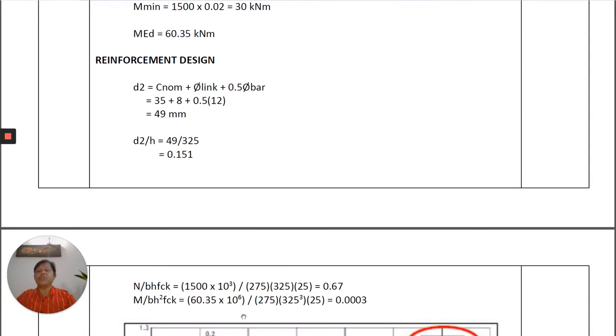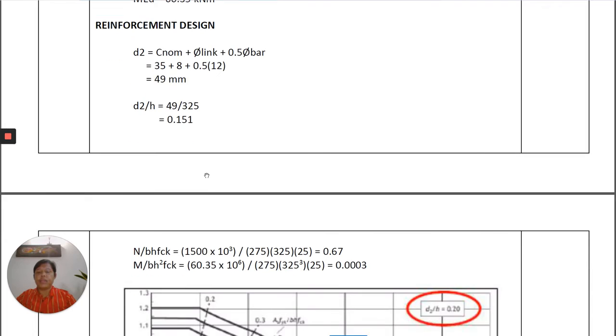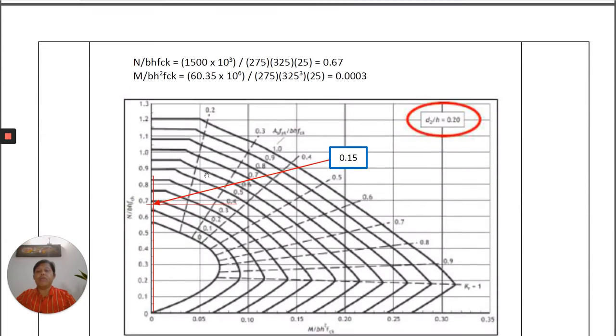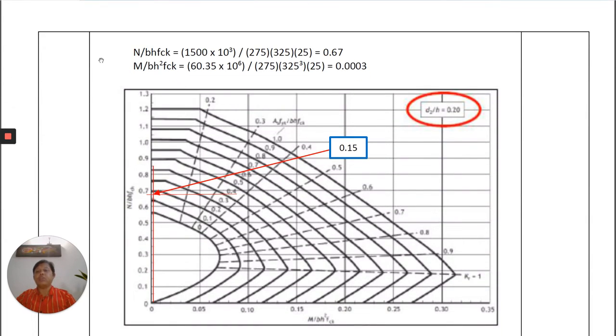In order for us to design the main reinforcement, the first one we have to calculate the d2. d2 is actually h minus d, effective depth. Or we can use this formula, d2 is equal to c nominal plus diameter link plus 0.5 diameter bar. Then the answer is 49 millimeter. Then d2 over h is equal to 49 over 325. I got 0.151. And then we have to calculate N over b h fck and also M over b h squared fck ratio.